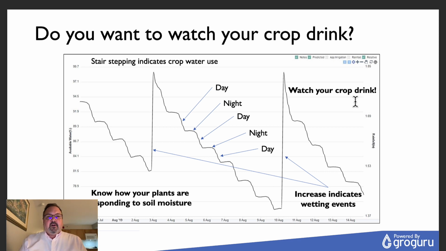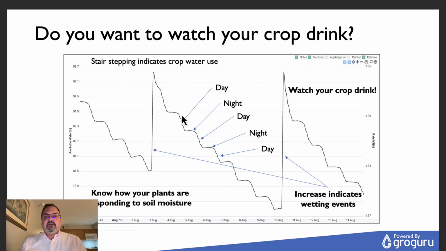Okay. Now we're going to start over here on the left hand side where we look at this first big increase in the graph right here. That increase means that it's a wetting event. That may be an irrigation event, it may be a rain event, but it's some kind of a wetting event. The soil moisture content increases and then immediately it should start to fall back off. Now, what do I mean by that? Well, it should step down as the plant is using water.